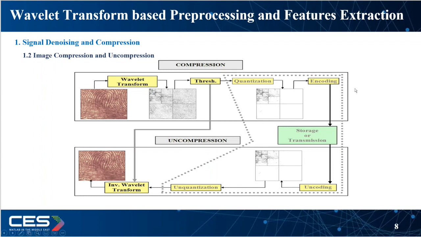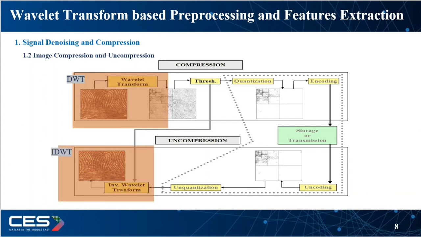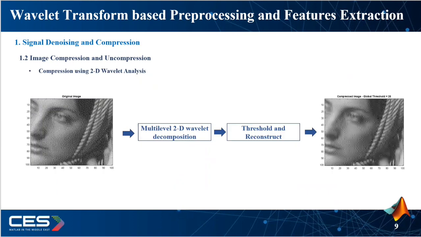This is just an image showing the whole workflow of compression and decompression. We'll only look at these parts where we use the discrete wavelet transform, and for the reconstruction and decompression, where we use the IDWT or the inverse of the DWT. We have an original image here. We'll do the multi-level 2D wavelets.